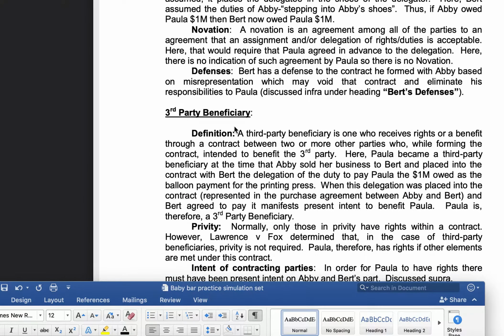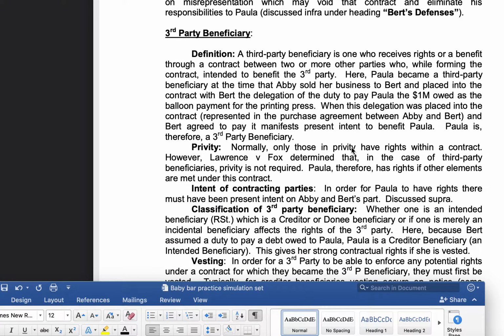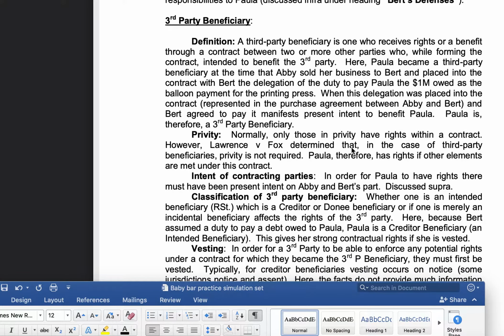Now, like I said, you can put in non-issues or details that they're not looking for, but it would waste valuable time. So she puts third-party beneficiary up here, or he, and then writes a definition and puts in front of it "definition." She didn't have to put definition there. You can just write, a third-party beneficiary is one who receives rights or the benefit through a contract between two or more other parties who, while forming the contract, intended to benefit the third party.